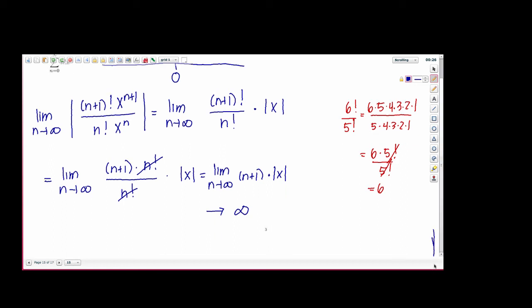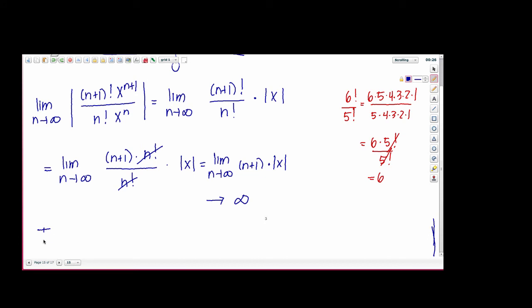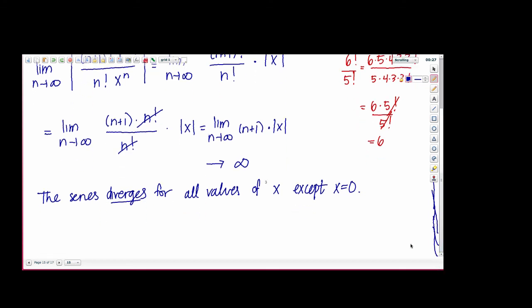So what this tells us then is that the series diverges for all values of x except at our center, x equals 0. So if x is equal to 0, then our series is just 0, which does converge. So in this case, our radius of convergence is equal to 0, and we don't have an interval of convergence. The only place where our series converges is at x equals 0.